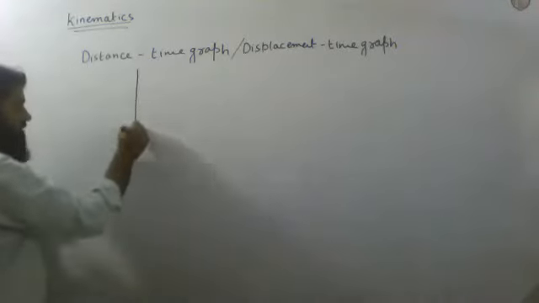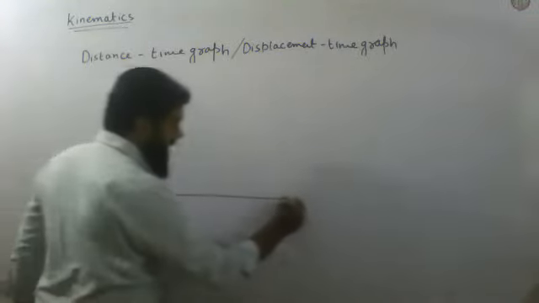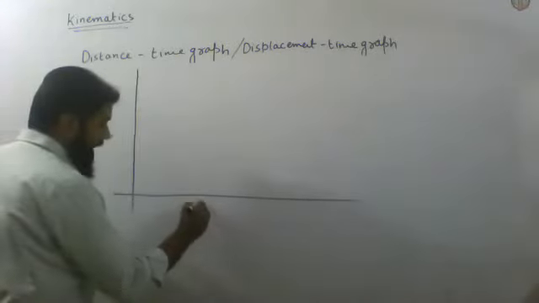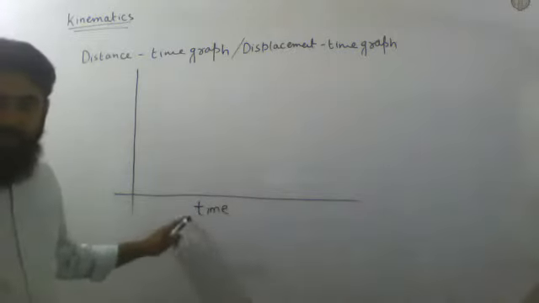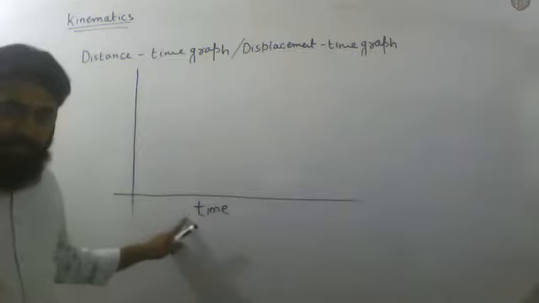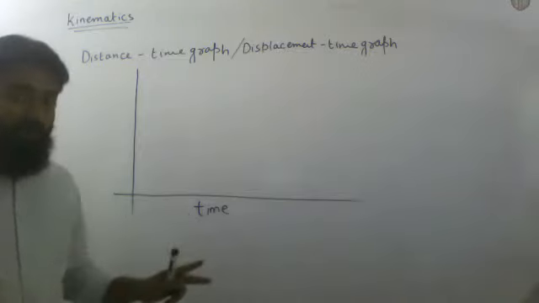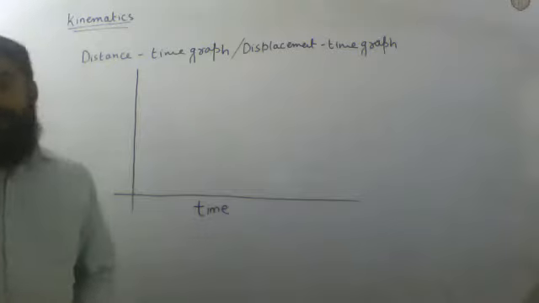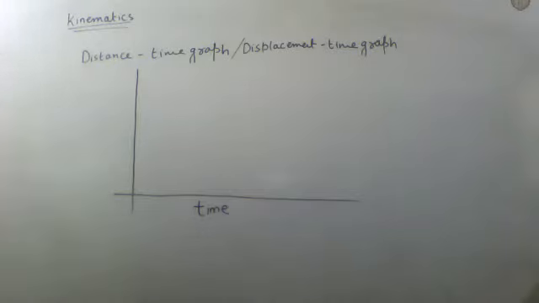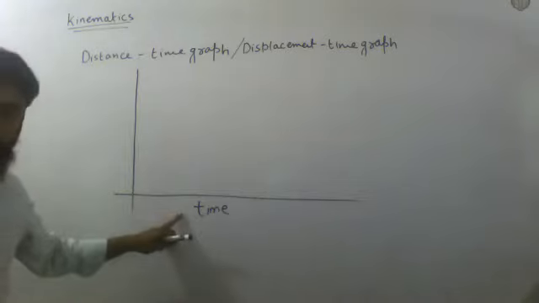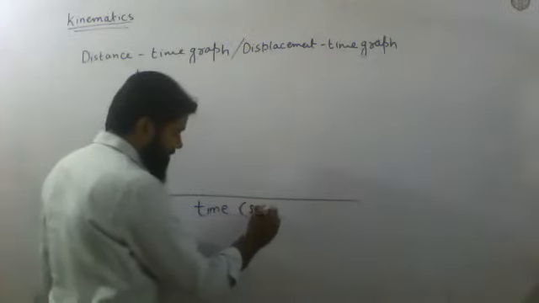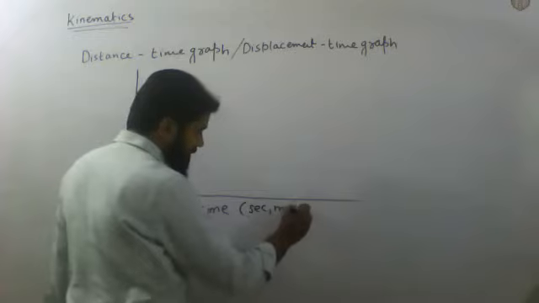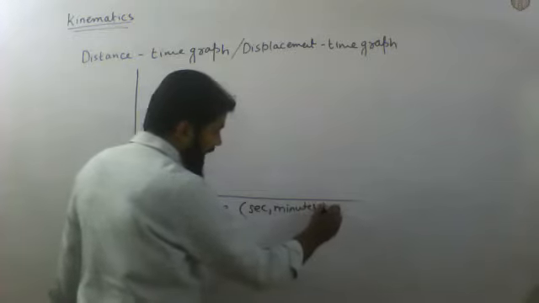Now, when we are going to talk about a distance-time graph, a speed-time graph, or an acceleration-time graph, time will always be on the x-axis because time is independent. Whether the body is moving or not, time will be going on. So time is always plotted on the x-axis. Time can be given in seconds, minutes, or hours.